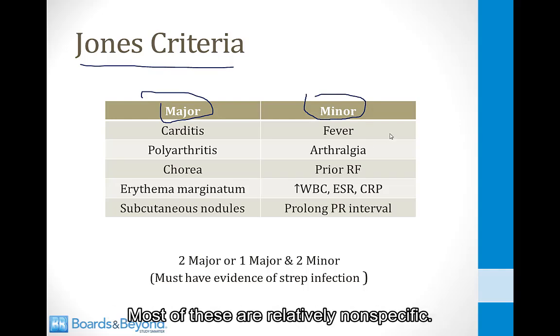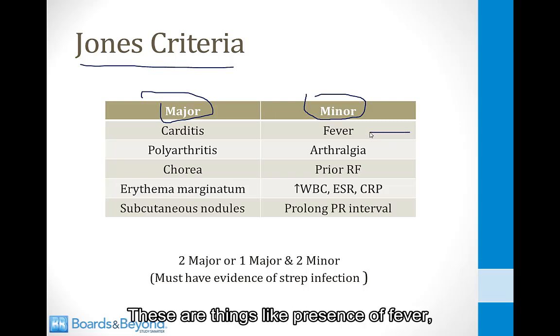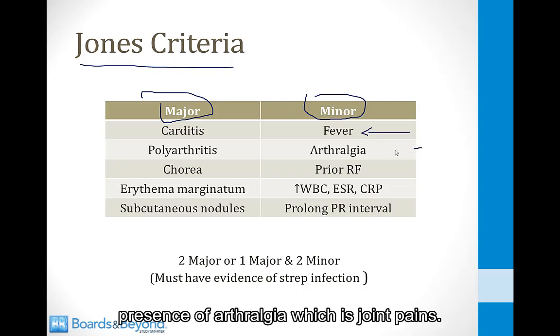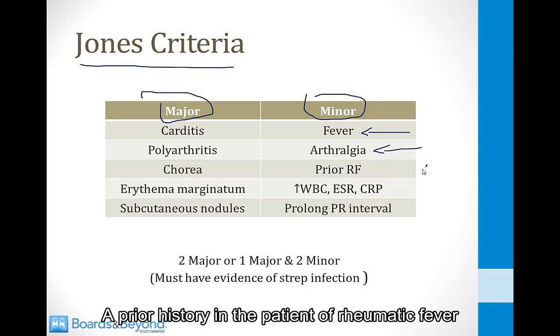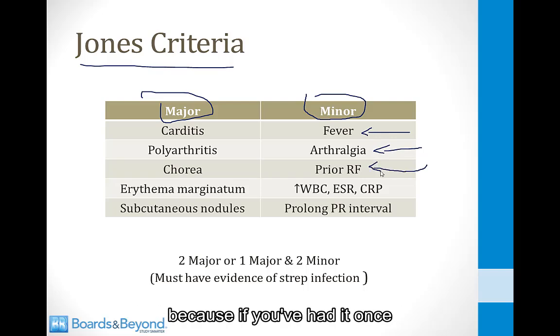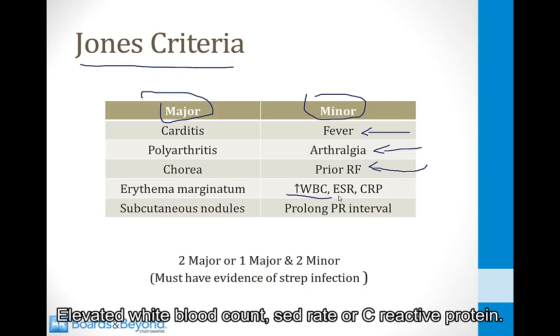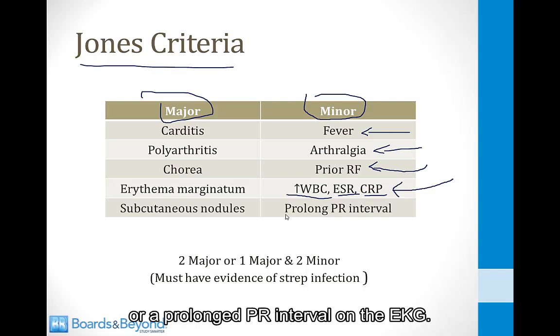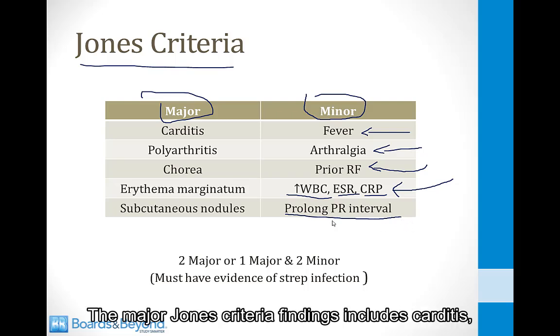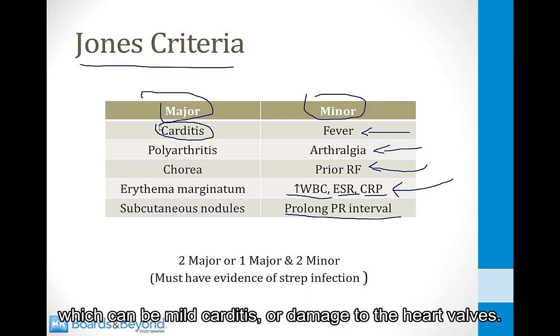Most of these are relatively non-specific. These are things like presence of fever, presence of arthralgia, which is joint pains, a prior history in the patient of rheumatic fever, because if you've had it once, you're more likely to get it again. Elevated white blood count, SED rate, or C-reactive protein, all of these are markers of inflammation, or a prolonged PR interval on the EKG.